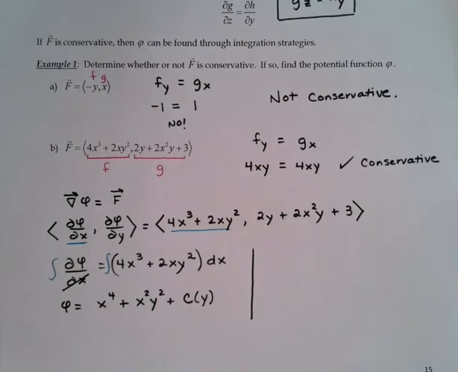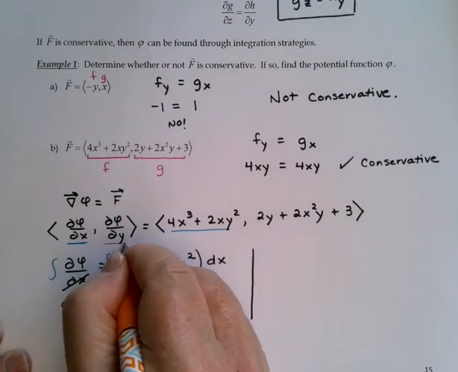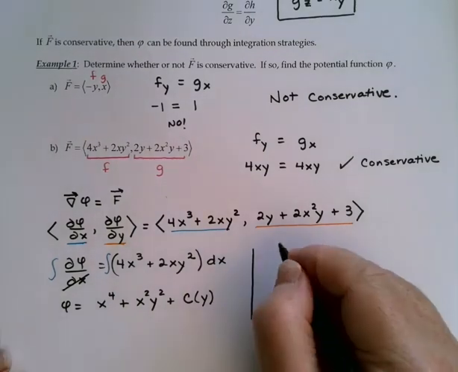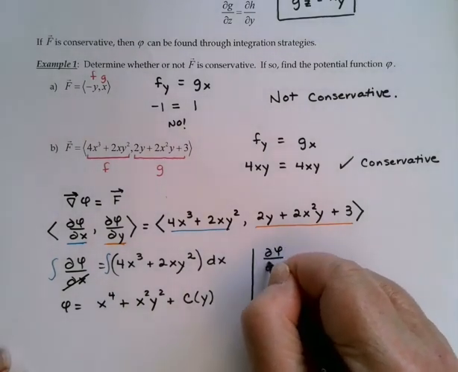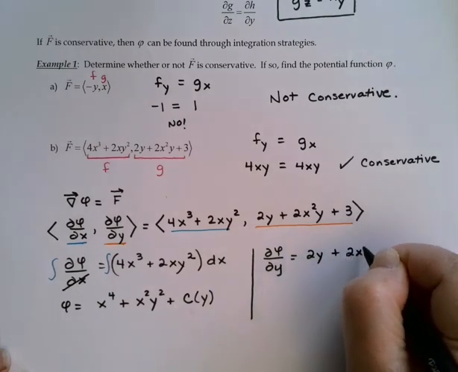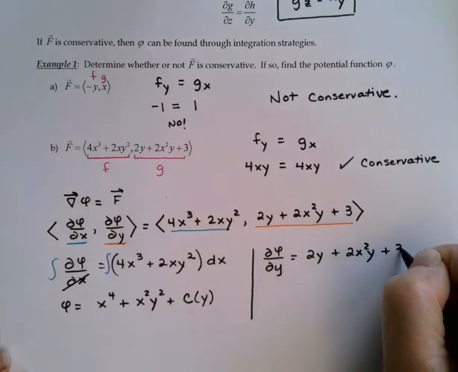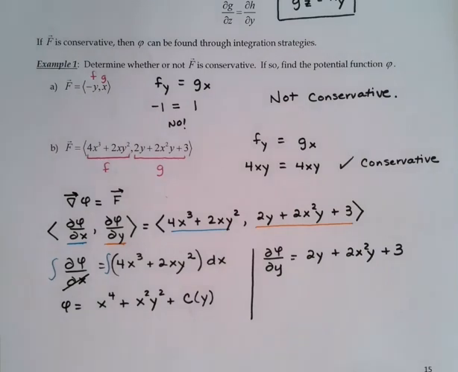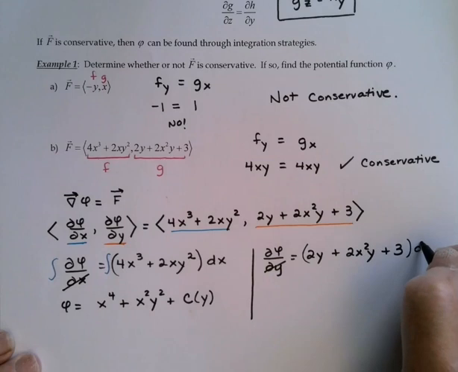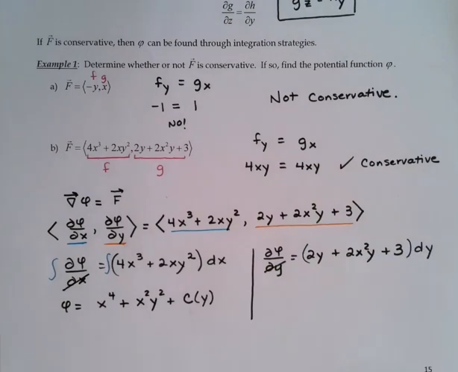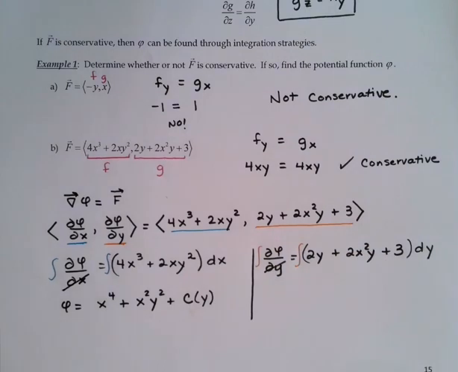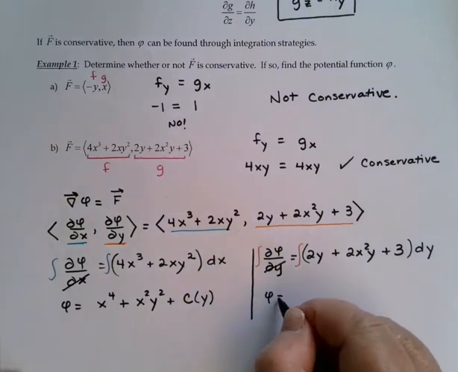All right, let's do the same thing with the second component. Partial of phi with respect to y has to equal 2y plus 2x squared y plus 3. And again, I'm going to go ahead and say if I were to multiply by the dy to bring it over here, then I could simply integrate both sides to get an expression for phi.